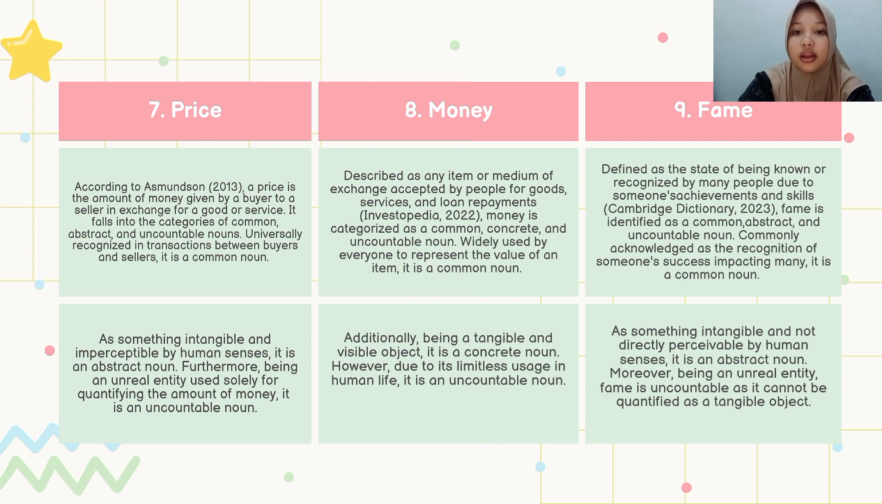Nine is fame. Defined as the state of being known or recognized by many people due to someone's achievements and skills. Fame is identified as a common, abstract, and uncountable noun, commonly acknowledged as the recognition of someone's success impacting many. It is a common noun. As something intangible and not directly perceivable by human sense, it is an abstract noun. Moreover, being an unreal entity, fame is uncountable as it cannot be quantified as a tangible object.